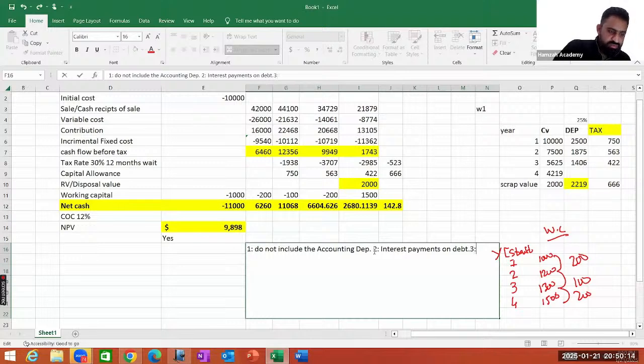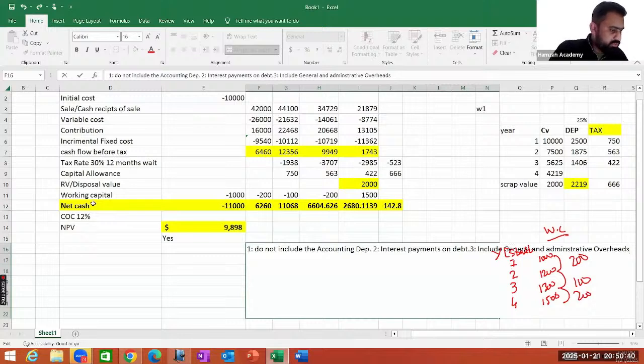Number three, we should not include general and administrative overheads.